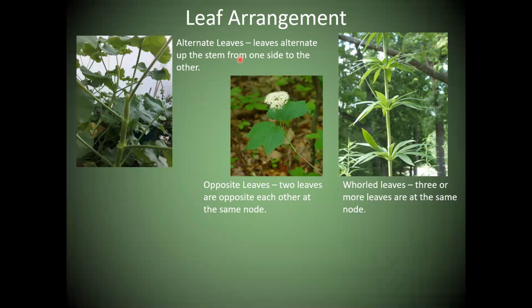From one side to the other, right? In the opposite leaves, you actually have two leaves emerging from a single leaf node, where both leaves are directed towards the opposite directions.